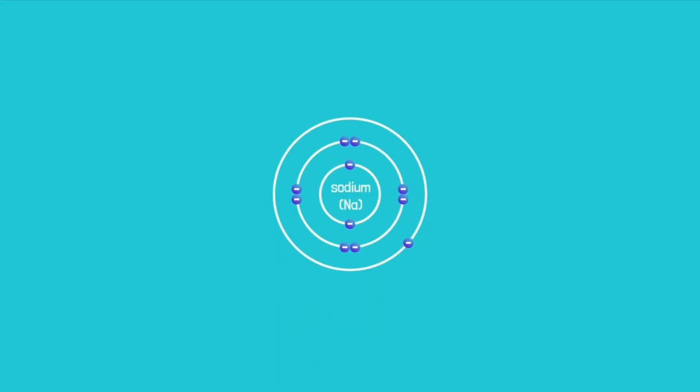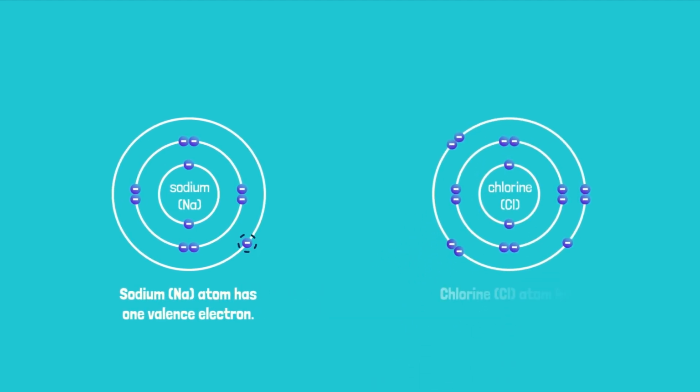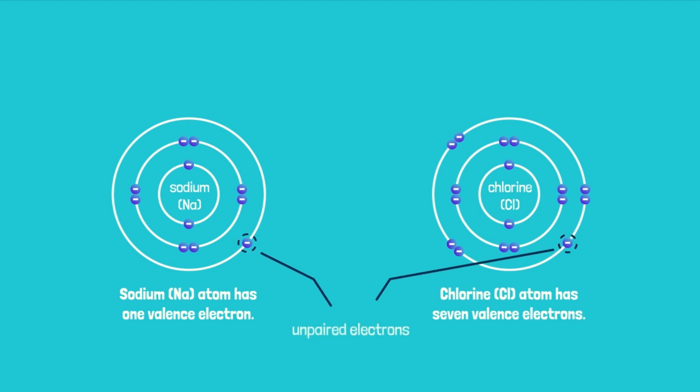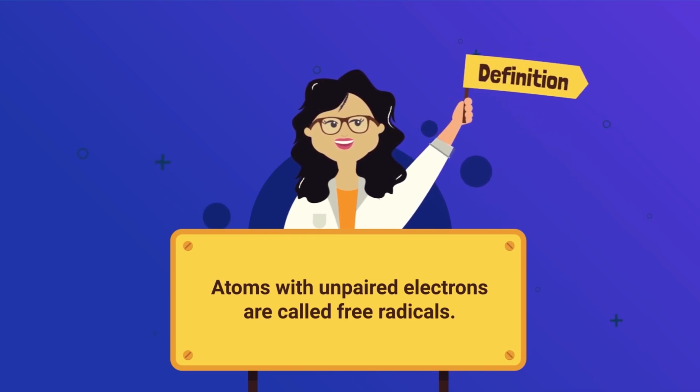For example, sodium and hydrogen atoms both have 1 electron. It exists on its own. Similarly, chlorine atoms have 7 electrons, 6 of which exist in pairs, and 1 electron is unpaired. Atoms with unpaired electrons are called free radicals.